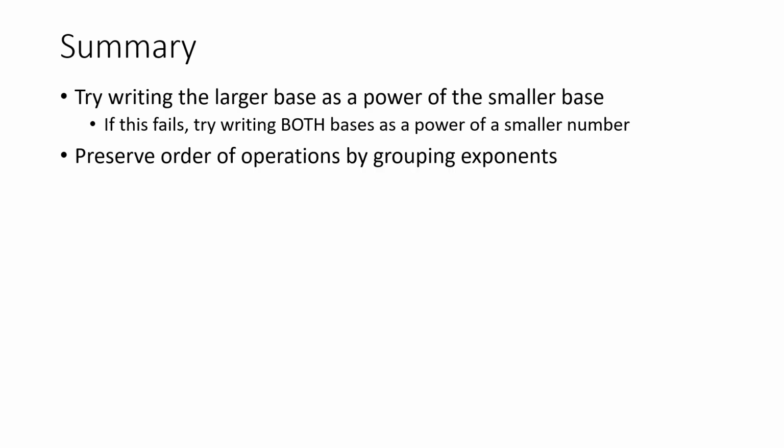So in summary, try writing the larger base as a power of the smaller base. That's like the first thing we want to try. If this fails, try writing both bases as a power of some smaller number. We just looked at that, where we had to take the 4 and the 32 and go to a smaller number. The good news is this, the numbers will not get super, super big.